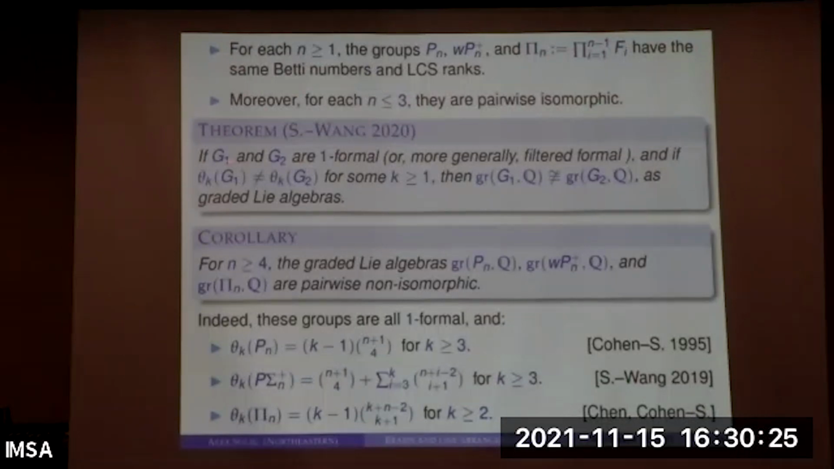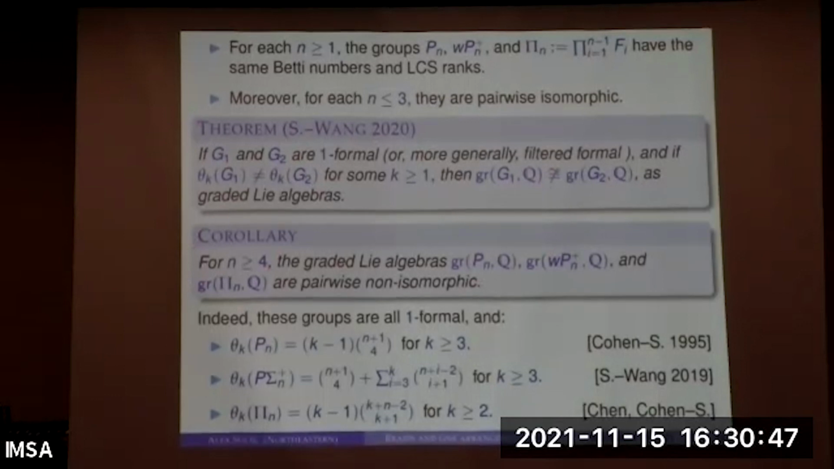So in work with a student in 2020, we show this general result. If two groups are one-formal, or more generally filtered formal, and optionally developed in the paper, and if they have different chain ranks, then the associated Lie algebras are not isomorphic. So the corollary, we show that the Lie algebras associated with the P_n, WP_n plus, and WP_n are pairwise non-isomorphic, although they have the same Betti numbers. And we did this by computing the chain ranks by separate computations using methods of commutative algebra.